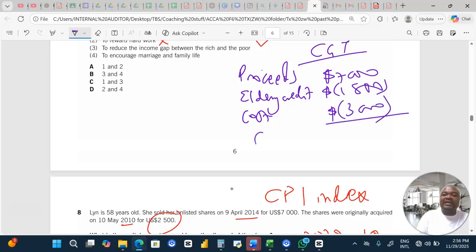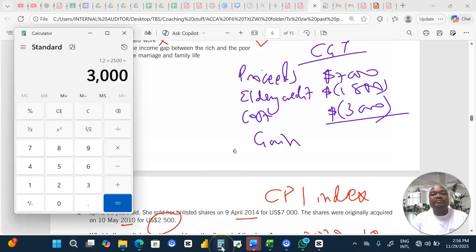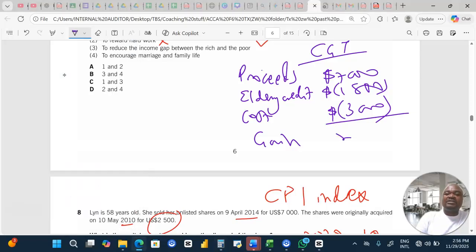So the taxable gain, this is the gain. How much is the gain now? The capital gain, that's 7,000 minus 1,800 minus 3,000. So that's 2,200. Okay.